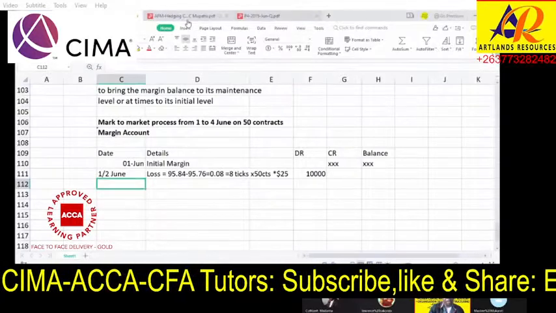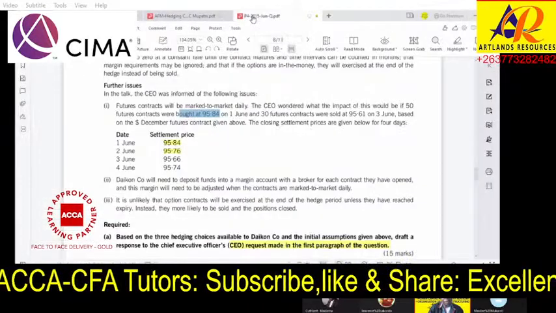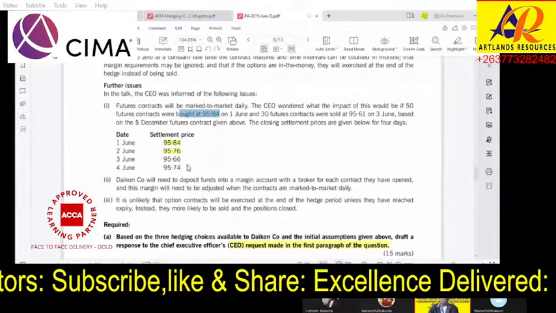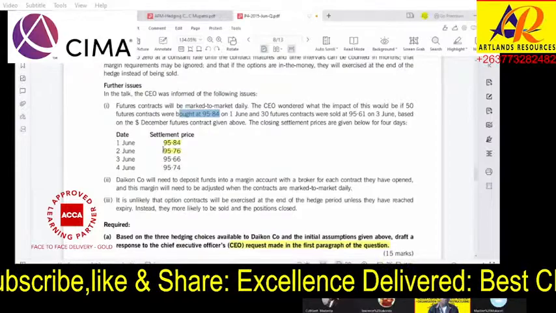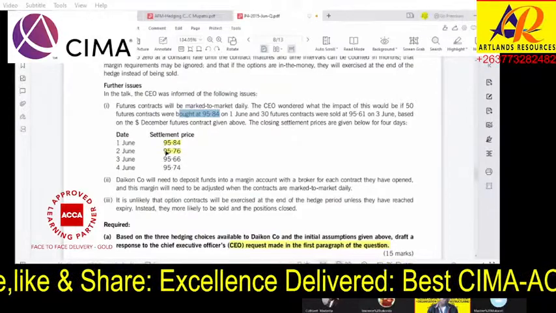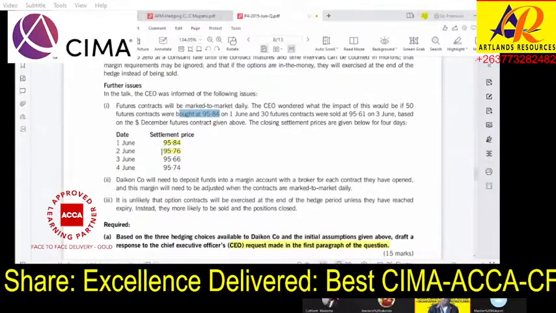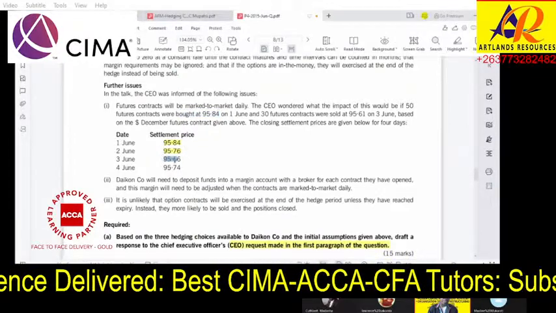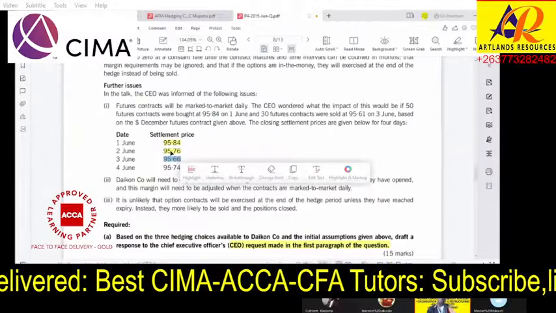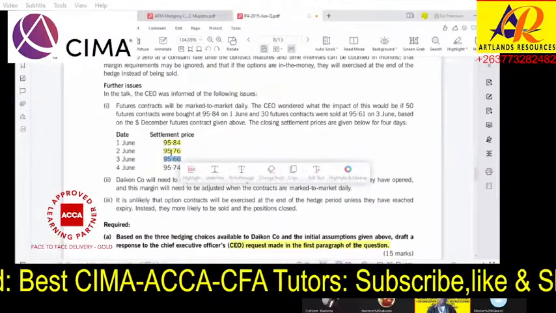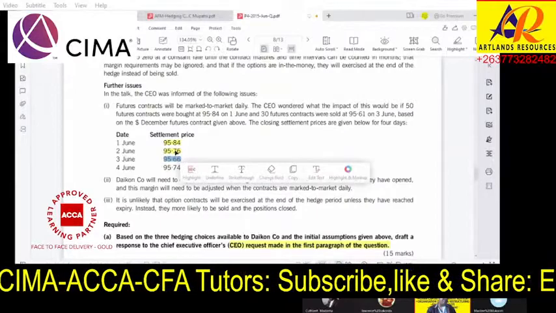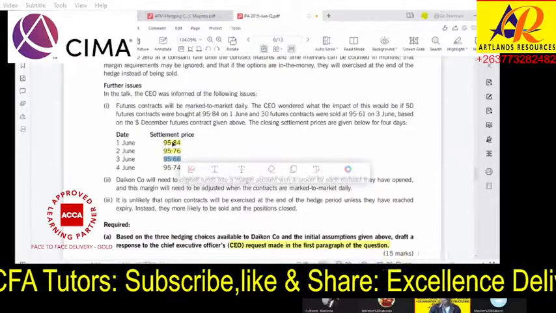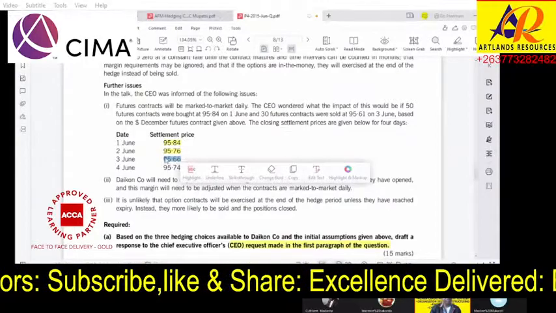Then there is day 2, 3. On day 2 and 3, you opened the day, you know, the closing for day 1 is the opening for day 2. So you opened at 95.76 and you closed it. Because you closed by selling, you opened by buying. So you are buying at 95.76 and closing at 95.66. So it's another loss of 10 ticks.